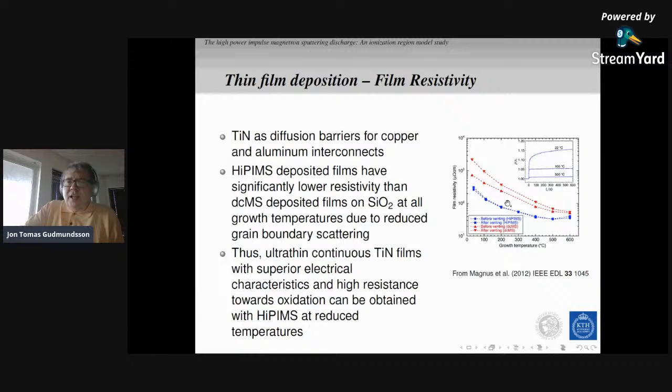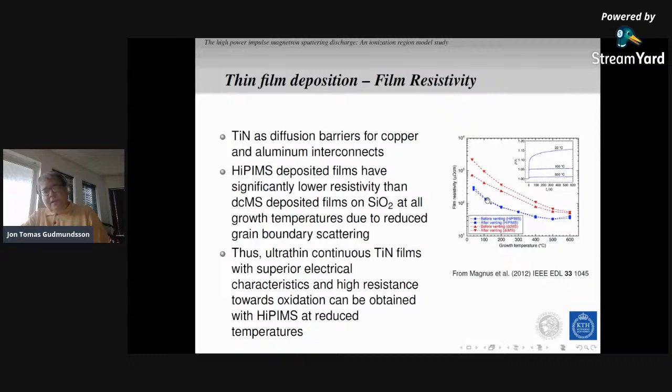Here is another example where we grow titanium nitride. If you look at the curve here on the right, the red curves are with DC magnetron sputtering, and the blue are with HiPIMS. The film resistivity is much lower when we grow with HiPIMS. And also, we see that as we vent the chamber, the resistivity goes up for the DC grown films, but it remains the same when we vent the chamber for the HiPIMS deposited film. So the film is both of better quality in terms of electrical properties. It is also more highly resistant towards oxidation. So HiPIMS gives significantly better films in this case.